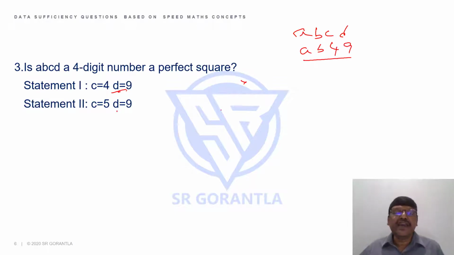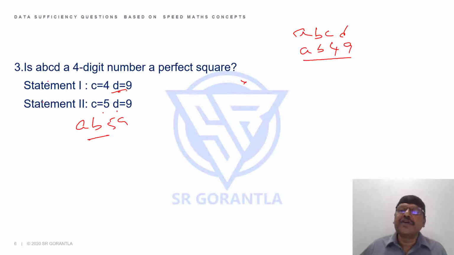Second statement: A, B, C is 5, D is 9. Again I don't know A and B, so I cannot answer. So the first statement is not sufficient, the second statement is not sufficient. Even both statements together are not sufficient because A and B are not given. So my answer is 5. That is a mistake we make, students.